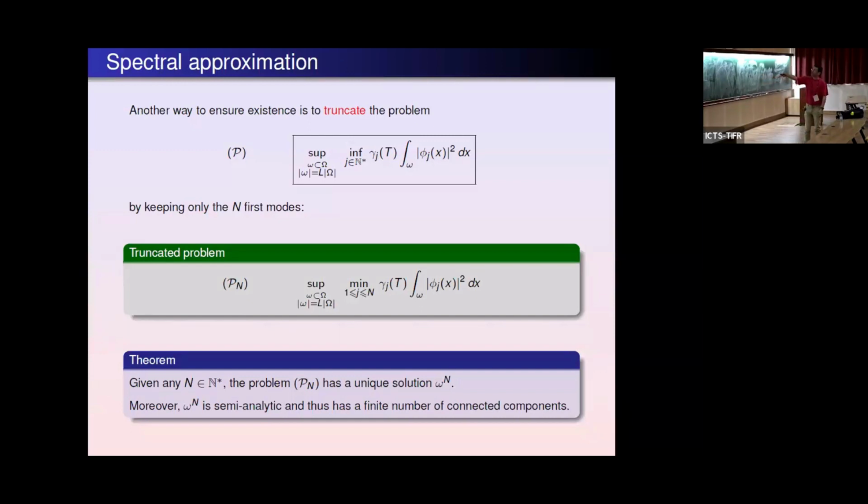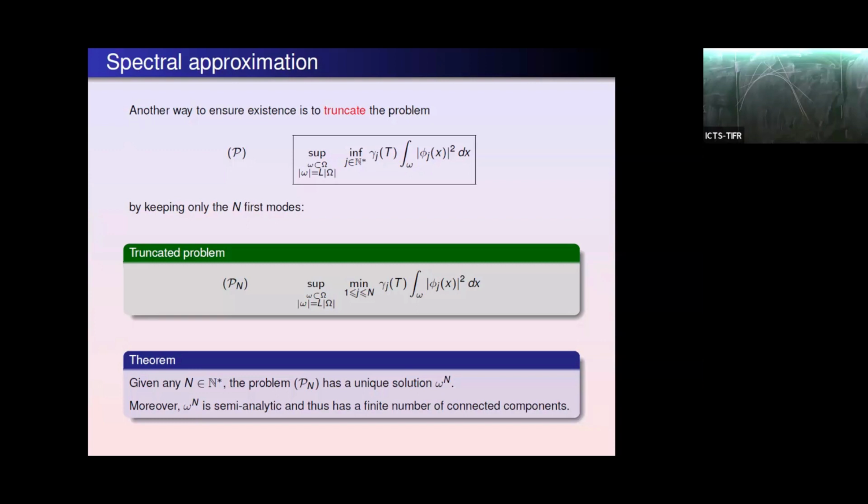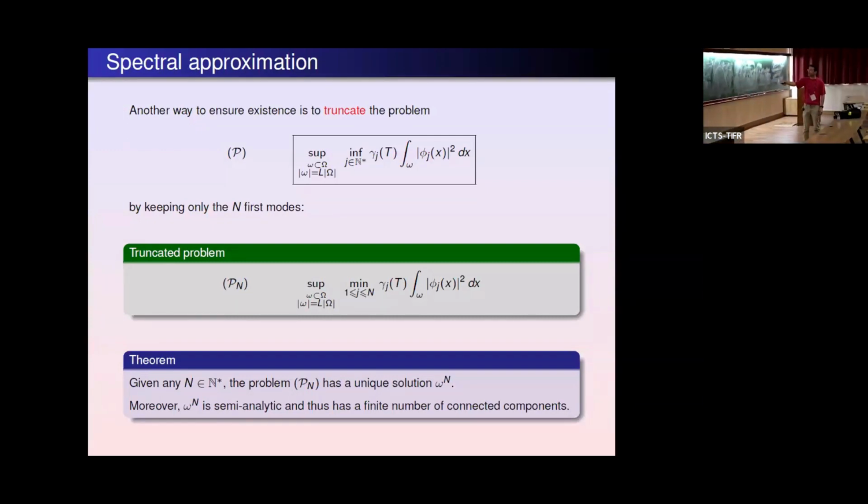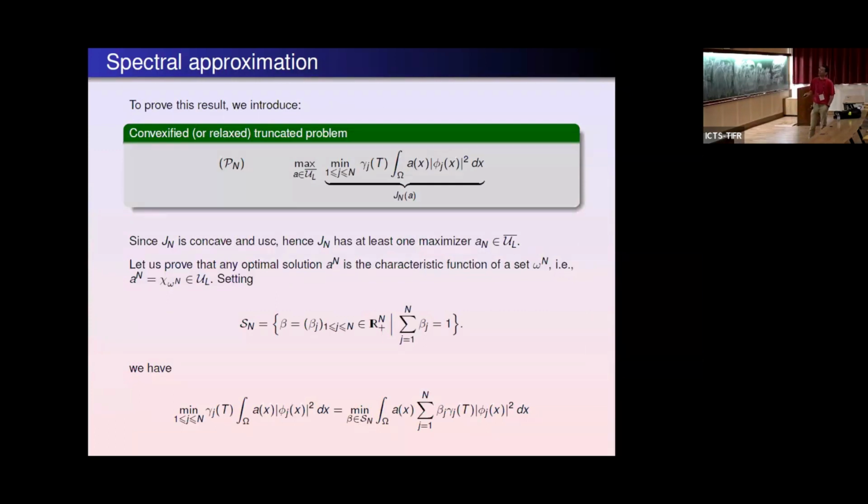Now, anyway, this problem is very obvious. It is a shape optimization problem, but with a finite number of functionals. And we are going to see that this problem has a unique solution, which is a subset that I will denote by omega n, to underline the dependence on n. And moreover, this subset is very nice. It is semi-analytic. It means that it has boundaries, and the boundaries are made of analytic functions. Very, very regular. It has a finite number of connected components, and all we want.